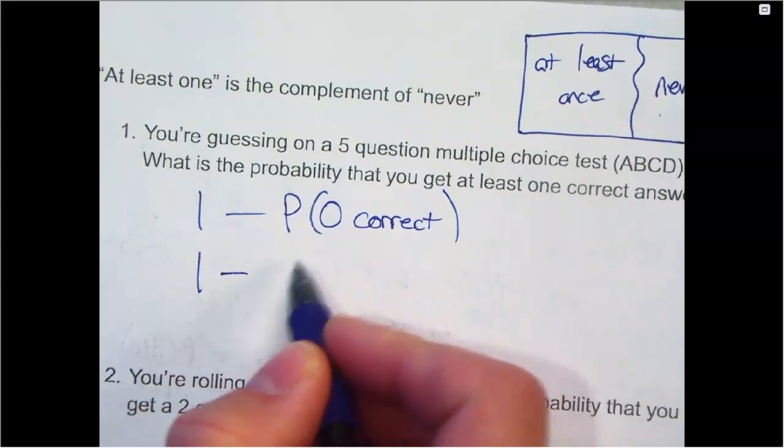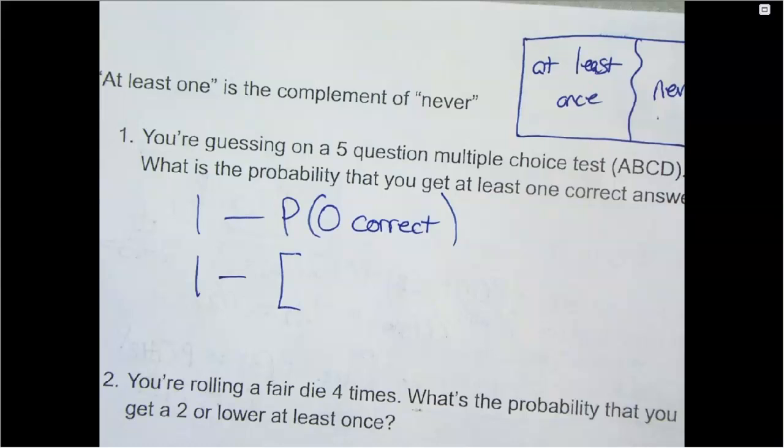So the probability of 0 correct. If I'm guessing on consecutive multiple choice questions, does one guess influence the next guess? No. So are they independent? Yes. If events are independent, how do I find the probability of them both happening? Multiply them together. It'll be like the half and the half.